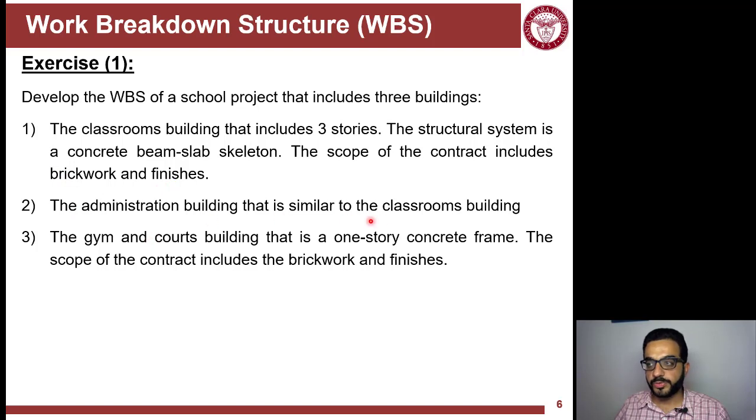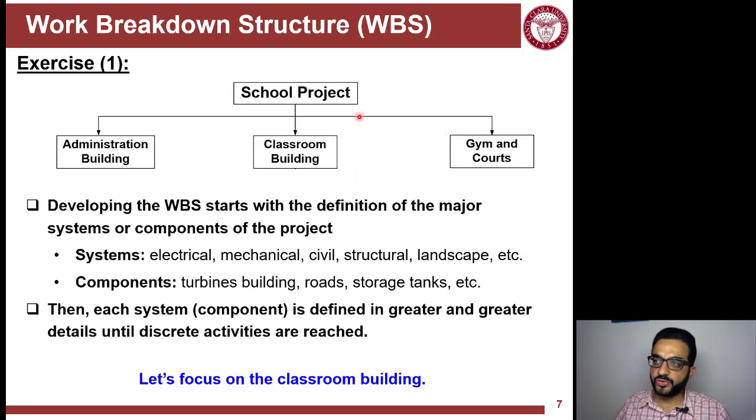The administration building is similar to the classroom building, and then there is the gym and courts, which is a 1-story concrete frame structure, and the scope includes brickwork and finishes. So if you develop the WBS, you start with the first level, where you break down the project into the main packages. Logically, you have 3 buildings, so the higher level here is 3 packages.